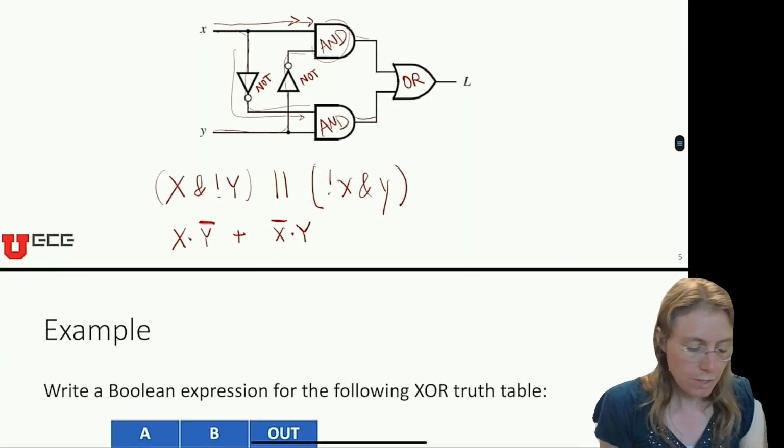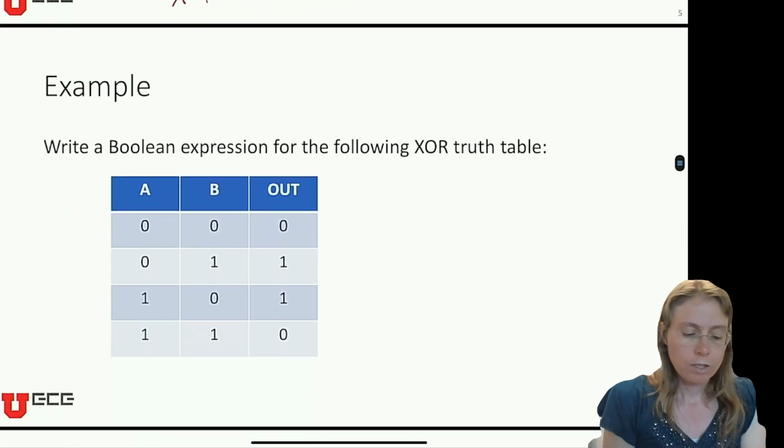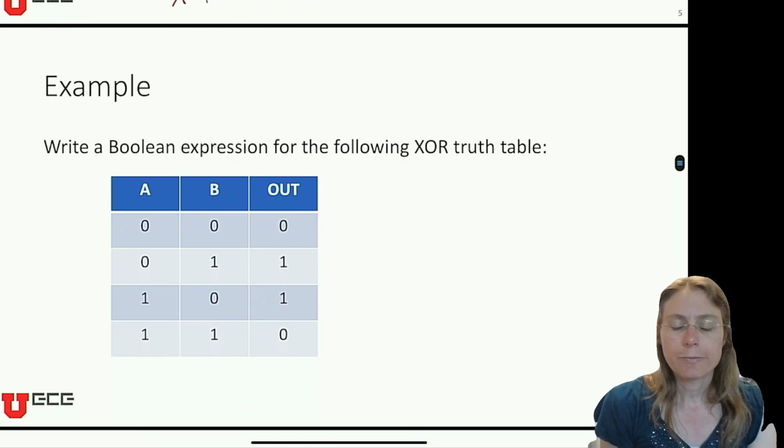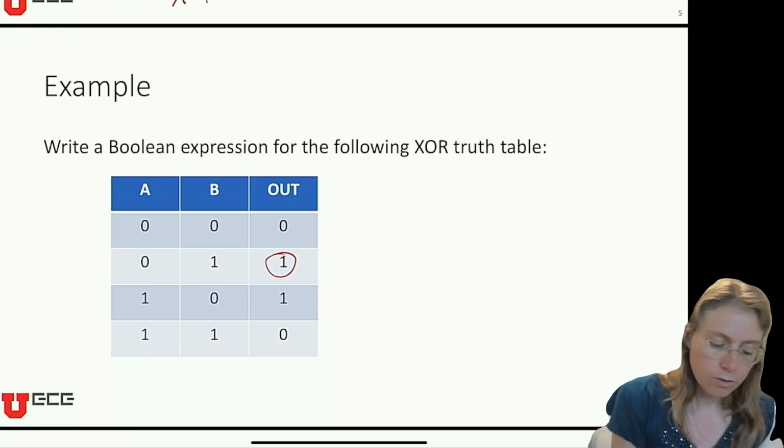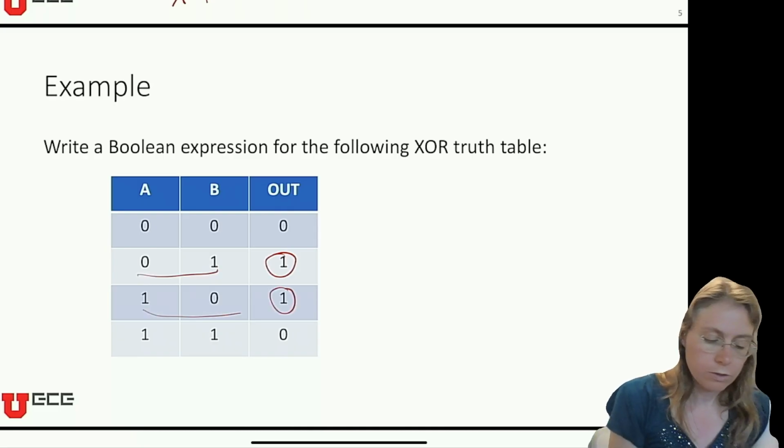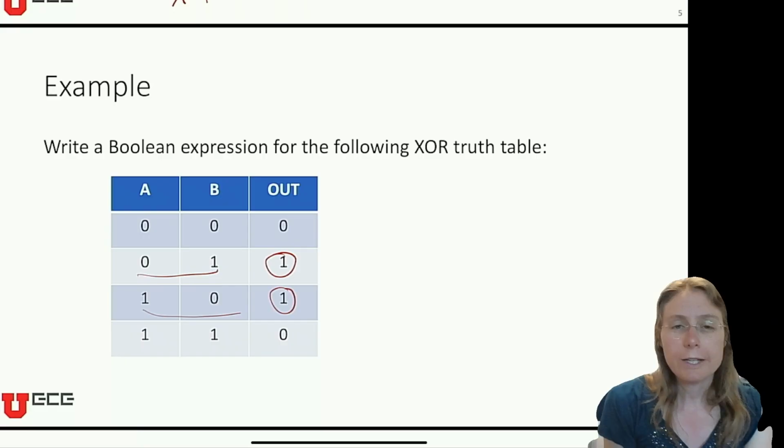Okay, let's do another example. We can also create a Boolean expression from a logic table. So here's the logic table for an XOR. And notice it has a 1 when these two things are true and a 1 when these two things are true. So there are many ways we can create a Boolean expression from a logic table.